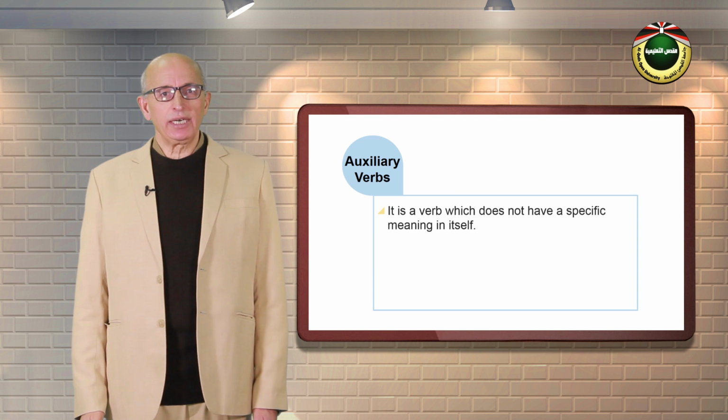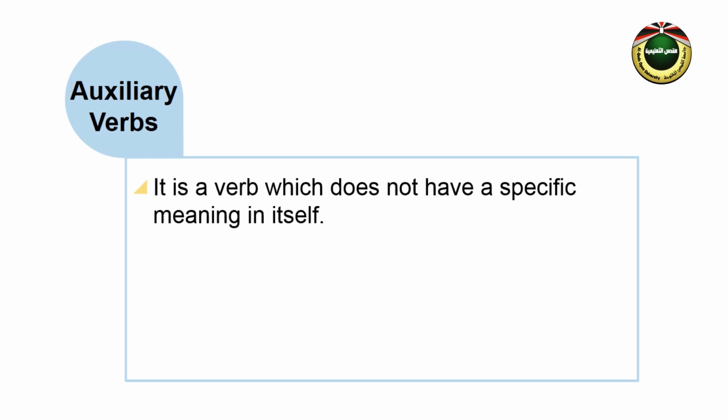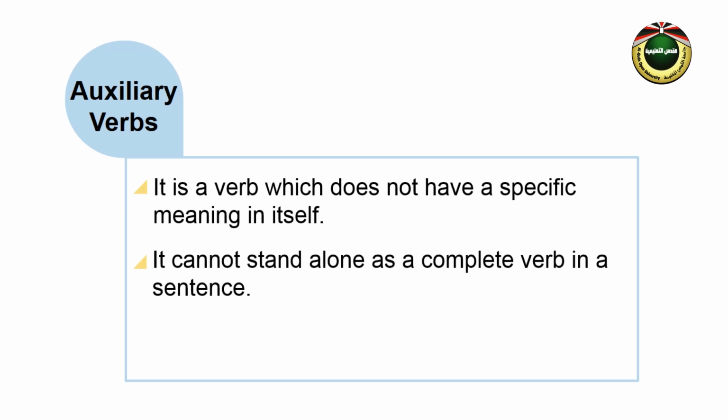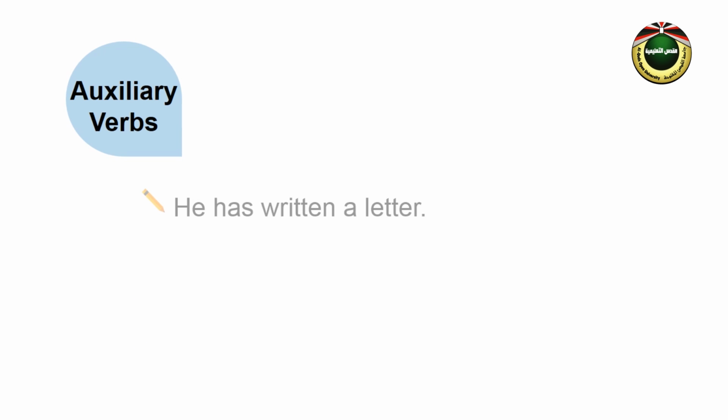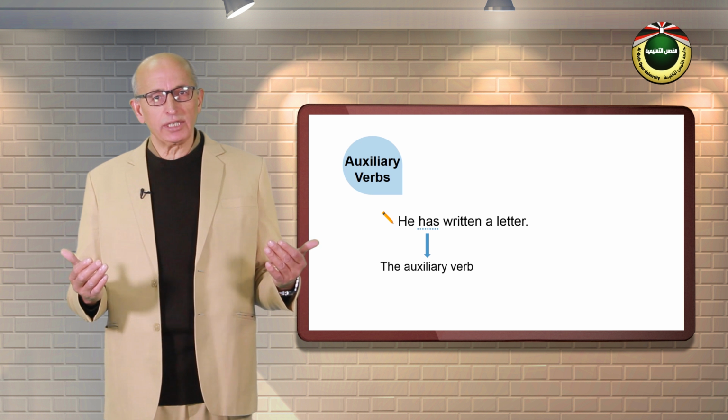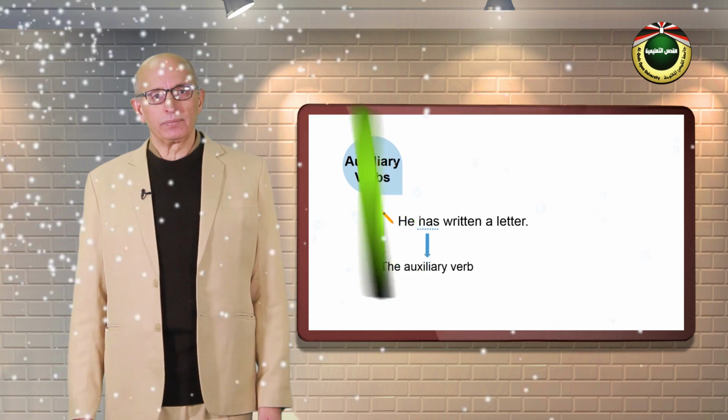However, an auxiliary verb is a verb which does not have a specific meaning in itself. It cannot stand alone as a complete verb in a sentence. In fact, it has a grammatical function which is usually of great importance. Let's consider this example. He has written a letter. The auxiliary verb has does not have a specific meaning. It rather has a grammatical function which indicates that the action has been done and completed, and mostly a short time ago.